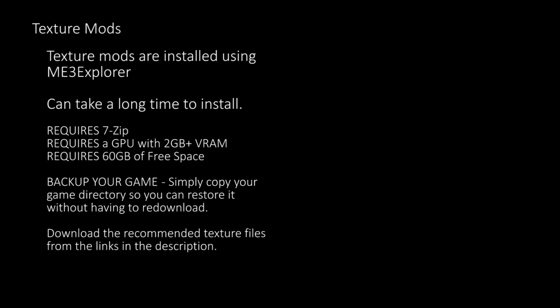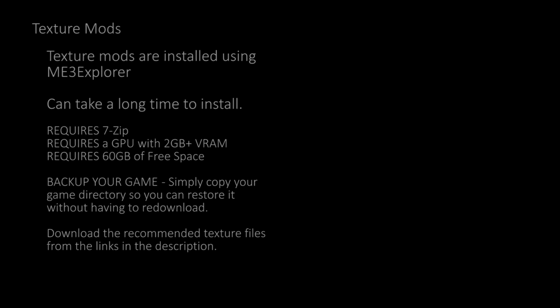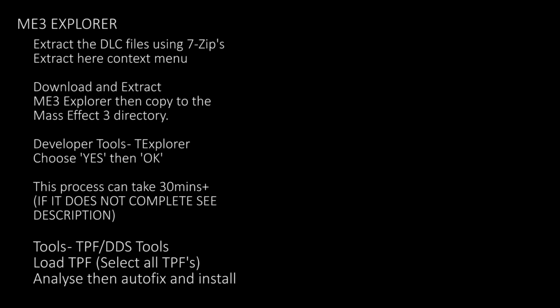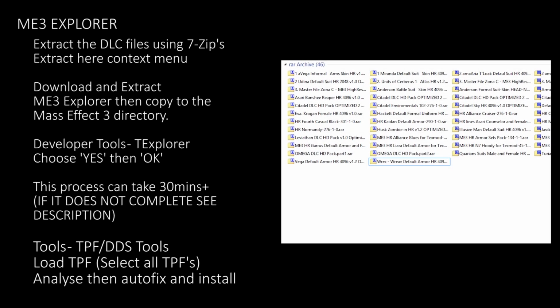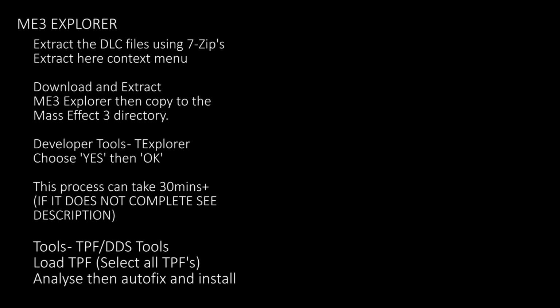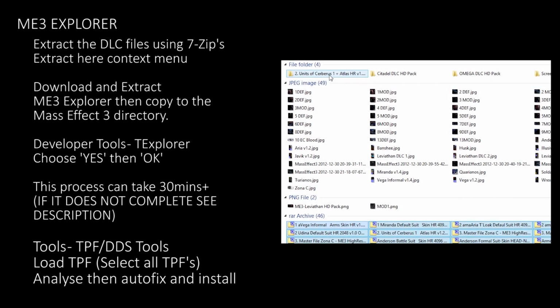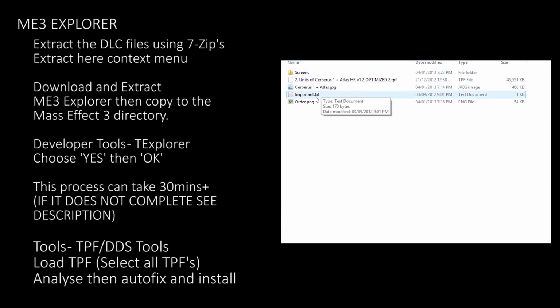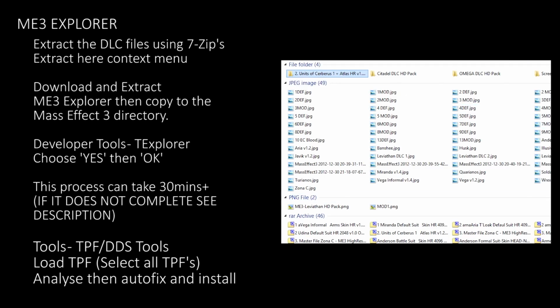If you're able to meet most of these requirements, back up your game first. Make a copy of the Mass Effect 3 directory in the Origin Games folder. Select the downloaded texture files, then right-click, hover over 7-Zip, then choose Extract Here. Allow any overwrites. When finished, go into each of the new folders and copy the .tpf file to the main directory. This should leave you with a large list of .tpf files.